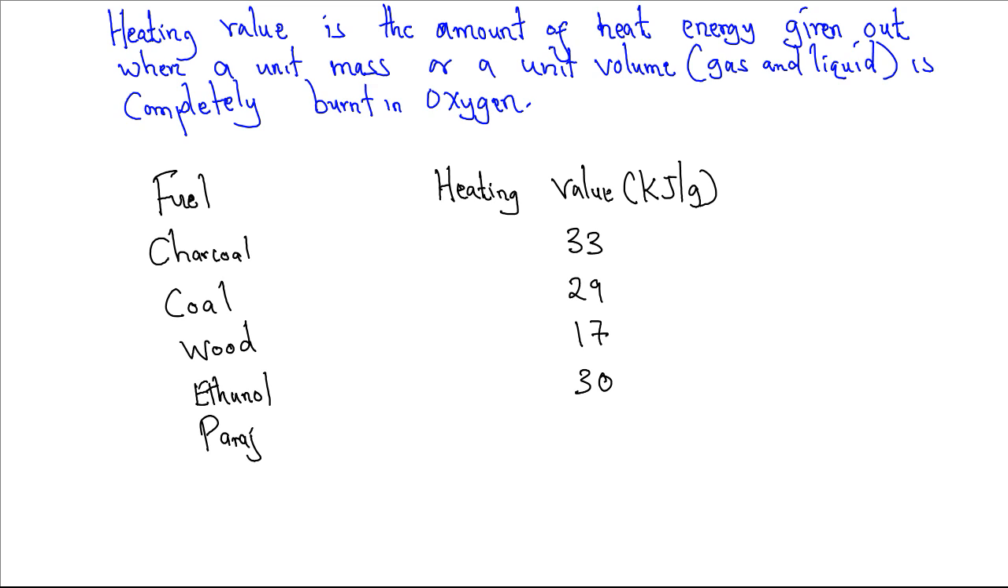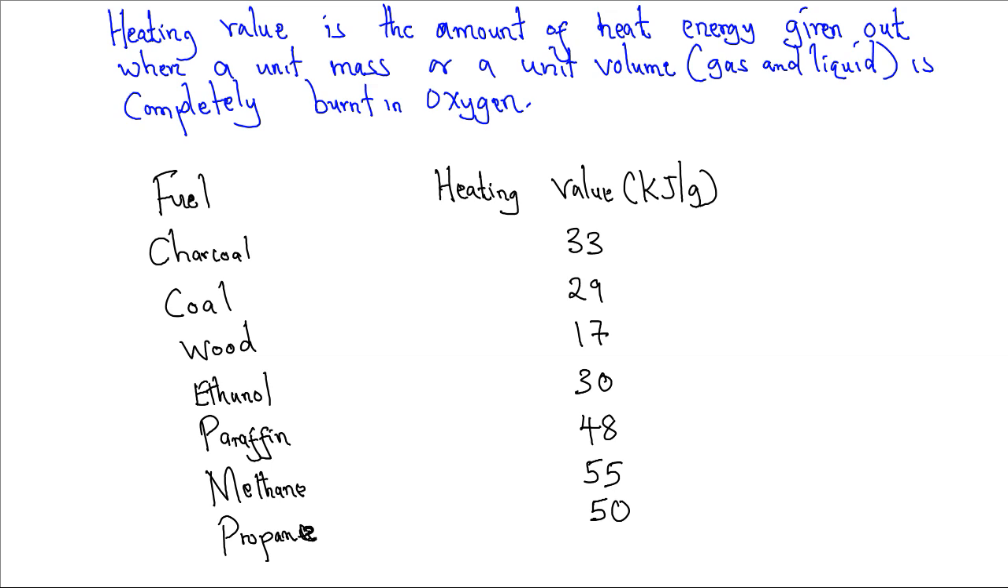Paraffin, the heating value is 48. Methane has a value of 55. Propane, that is 50. And finally, butane has a heating value of 48. So those are the heating values of some fuels.